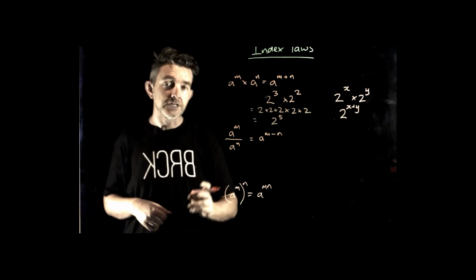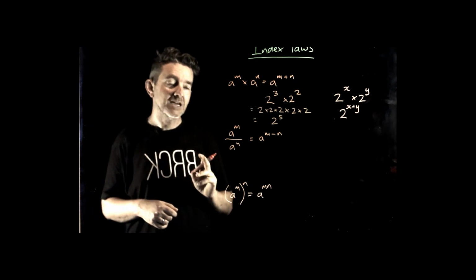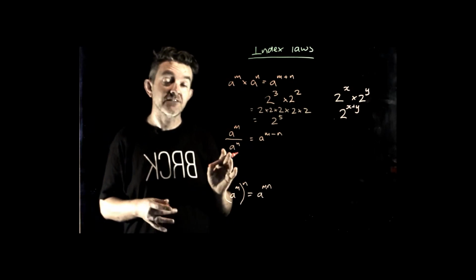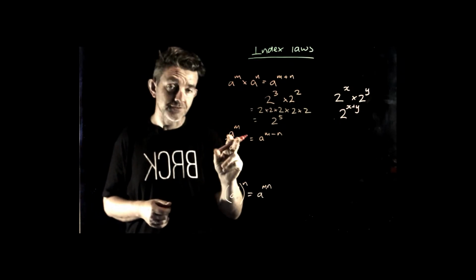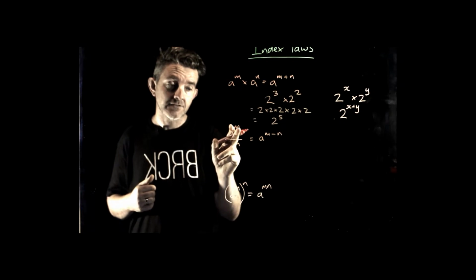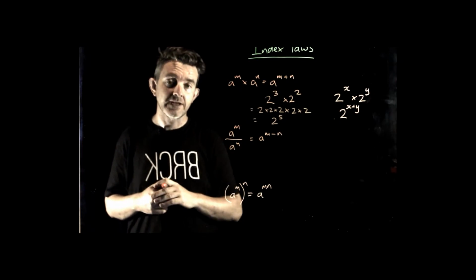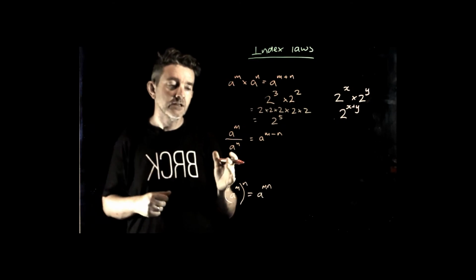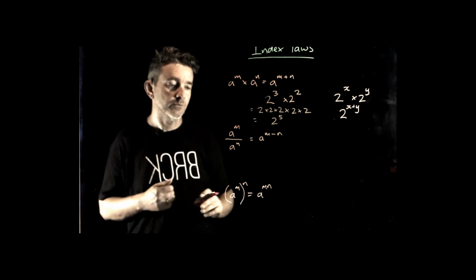Now the second rule here, a to the power of m over a to the power of n equals a to the power of m take n. This bar here is the division bar. So really we're saying if we have one base to a power over the same base with a different power, or the same power, whatever, we have to take away the bottom power from the top power. And I'll show you why this works.